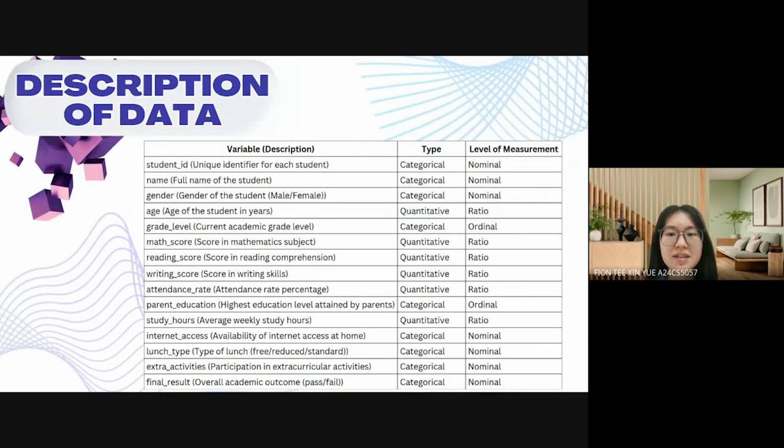While grade level and parent education are categorical, the level of measurement is ordinal. The last are age, math score, reading score, writing score, attendance rate, and study hours. These variables are quantitative, and ratio for level of measurement.